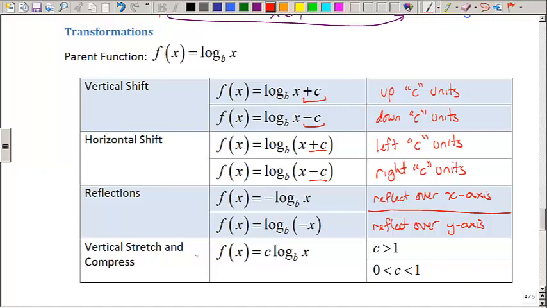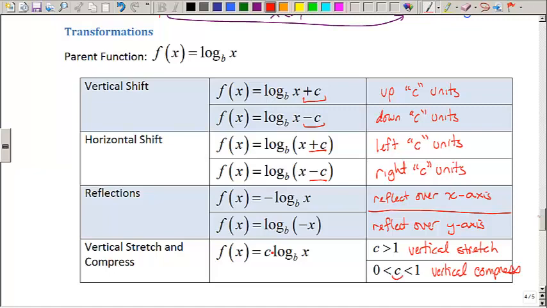The vertical stretch and compress happen if you have a multiplier or a coefficient, a multiply by c in front of the log. Notice you don't multiply c to the x, the c is a coefficient out in front. If your c is greater than 1, that gives you a vertical stretch, meaning your vertical height on each point is going to get multiplied by the c value, which will make you taller than you normally are. But if c is between 0 and 1, that's a vertical shrink or compress. Each of my y values or heights are going to get smaller as you multiply by a c that is less than 1.